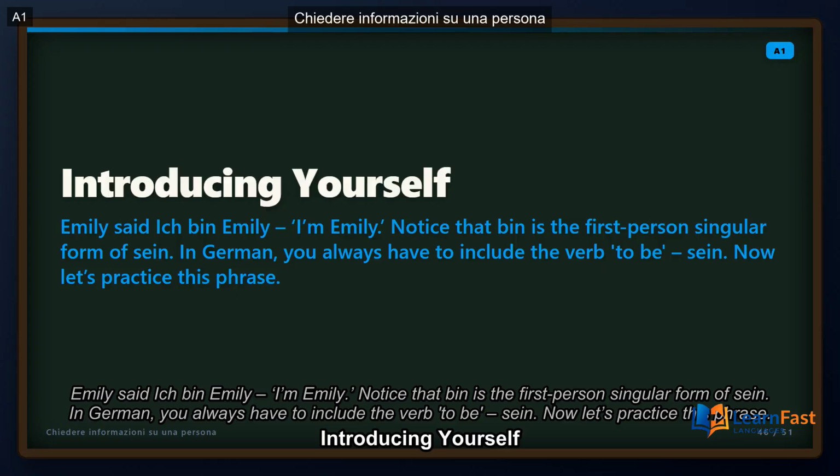Emily said, Ich bin Emily. I'm Emily. Notice that bin is the first person singular form of sein, to be. In German, you always have to include the verb to be. Now let's practice this phrase.